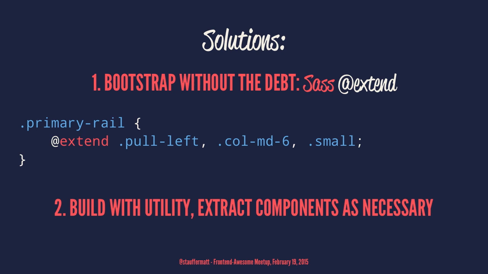What do we do? We come up with those names, so we do all that work of figuring out the names, but then we use Sass extend to just say that name represents pull left, column MD6, and small. So now, by doing this, I could keep it in Bootstrap forever if I wanted, but there's not a single Bootstrap class name in my markup anywhere. All I've identified is that this thing is a primary rail. And then later, if the primary rail becomes 4 columns, I go into this definition once, and I say column MD4, generate my Sass, and I'm done.